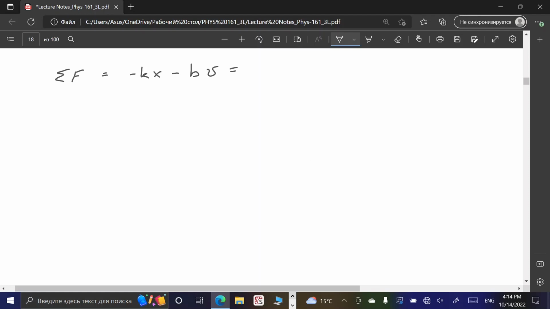And according to the second law of motion, this should be equal to the product of mass and acceleration of the block. So now let us express the velocity and acceleration in terms of the first and second derivative of displacement over time. So let us write that minus k times x minus b times dx over dt for velocity, and m times d squared x over dt squared for acceleration.